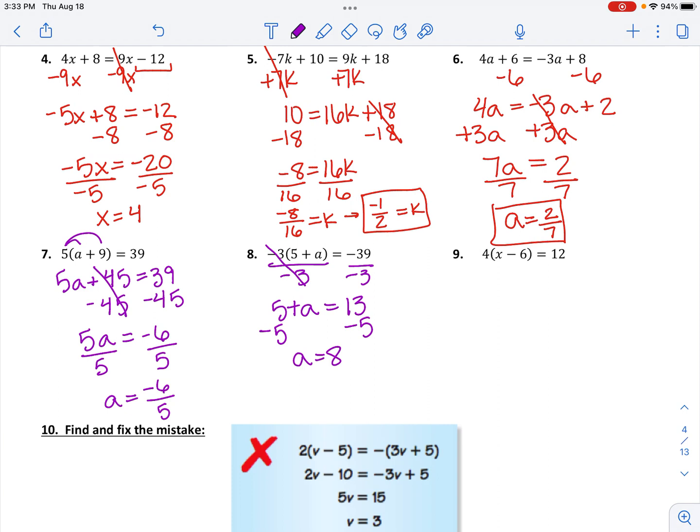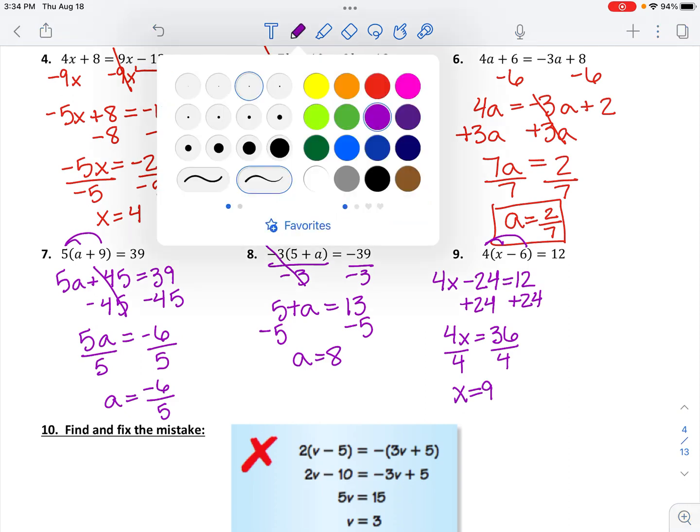Okay. All right, I'm going to go ahead and show number 9 both ways. The first way is when I'll show distributing 4 times x, I would get 4x, 4 times -6, -24, and then equals 12. Undo the subtraction with addition on both sides, and I have 4x equals 36. I would divide, and I would get x equals 9.